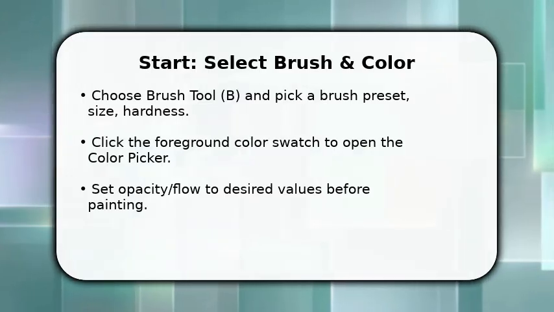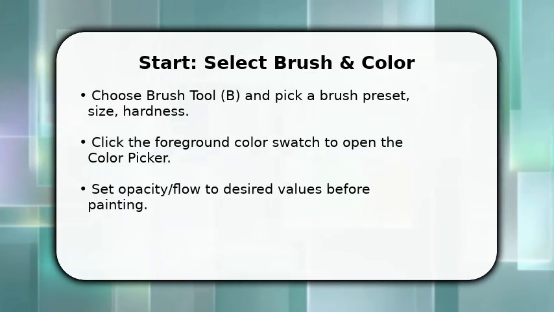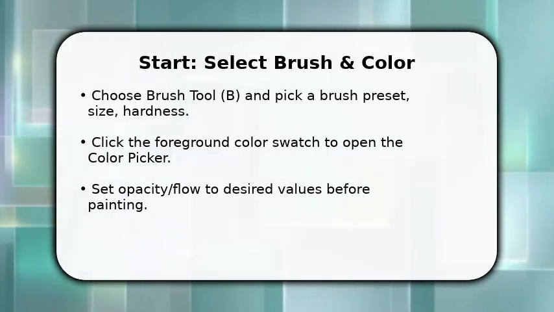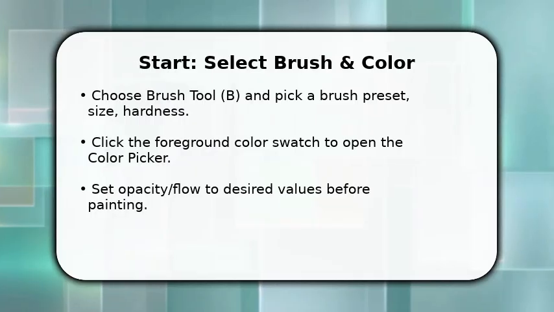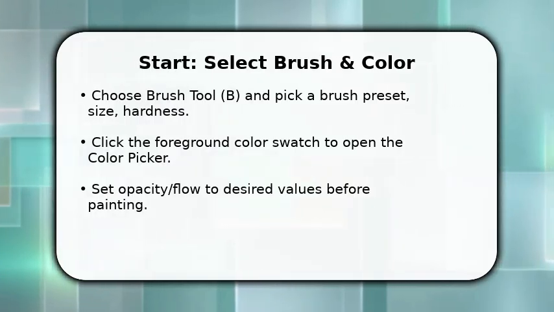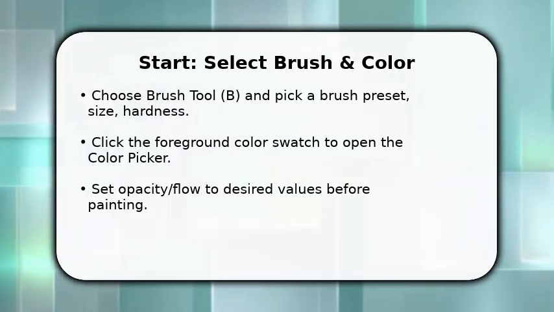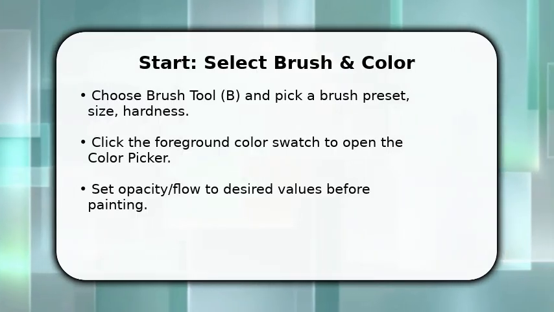You open Photoshop and immediately choose the brush tool. This is essential because brushes paint with the foreground color. Once selected, click the foreground color swatch to open the color picker and pick the exact hue you need. This sets the brush color globally.